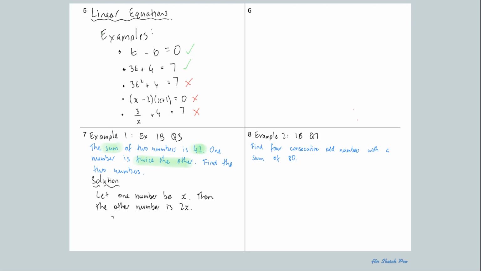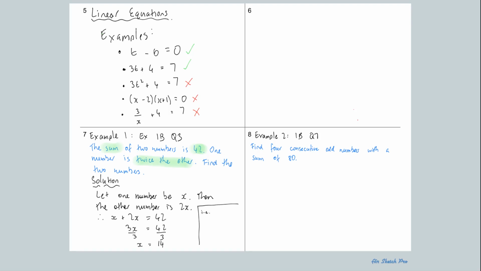So I know that I've got x, therefore x plus 2x is equal to 42. And now I'll simplify the left-hand side to 3x is equal to 42. And I'll divide both sides by 3 to get x is equal to 14. Now, do note that it's important that you answer the question. It wasn't find x, it was find two numbers.